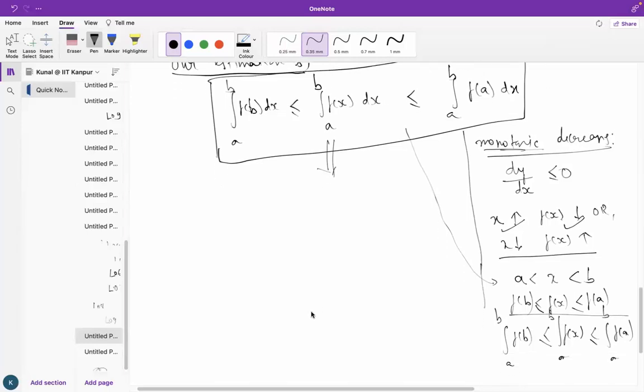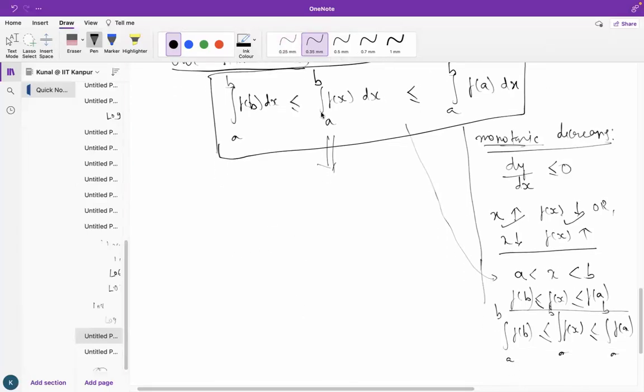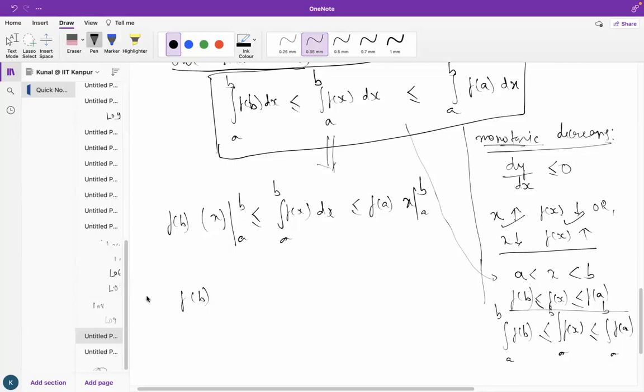So now let me integrate this and try to find it out. When we integrate this, what do we get? f(B), because f(A) and f(B) are constants, I already told you. So f(B) times x, and now we have to substitute the limit, and there is f(x) integrated from A to B dx, and again the constant f(A) integrated from A to B. So what do we get here? We get f(B), and directly inserting the limit, upper limit minus lower limit.